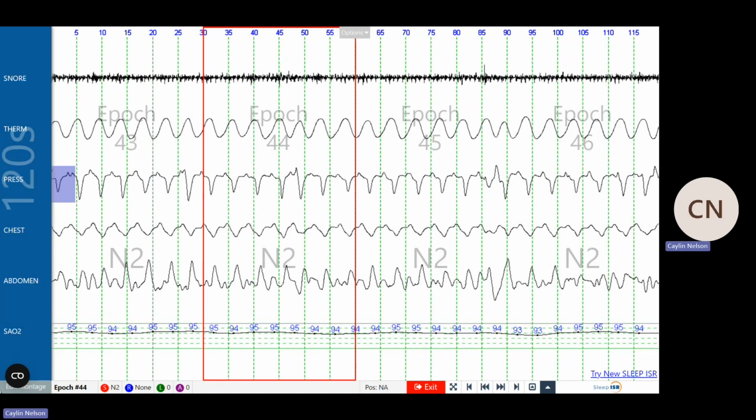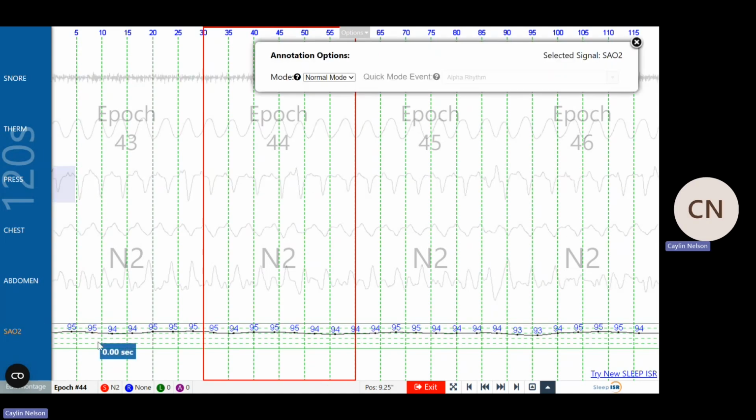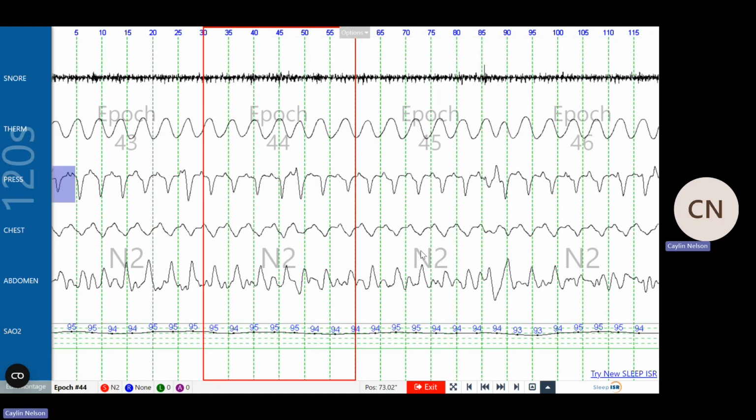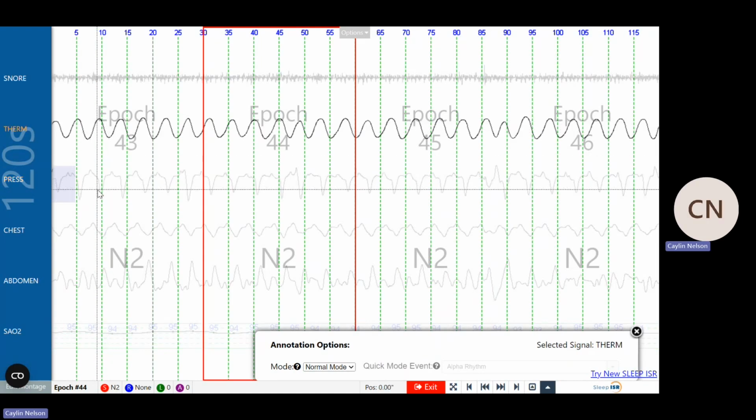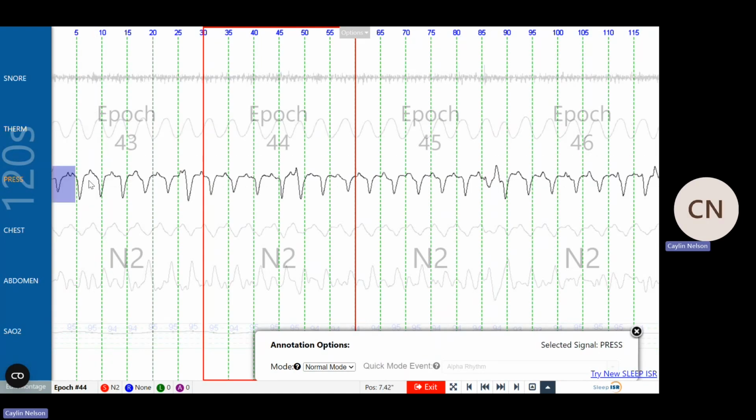So we're going to go on. We're going to look at this oxygen level here. We're floating around 95, 94. It does drop to 93 at a point, but we see that's coming down from 95, 94. So that's not going to be a 3% desaturation. With that, we can already say within these 4 epochs, there aren't any hypopneas per se, but we do want to look if there are any slight changes in airflow amplitude.